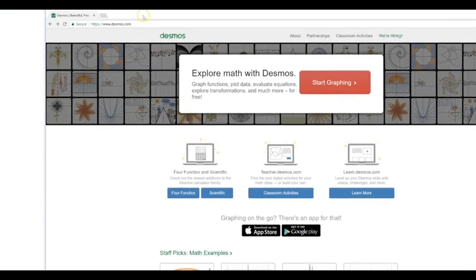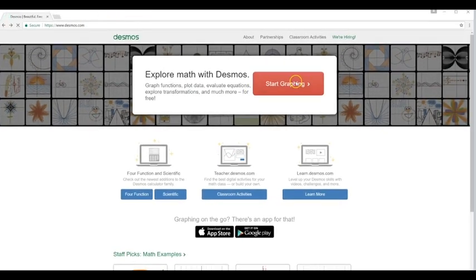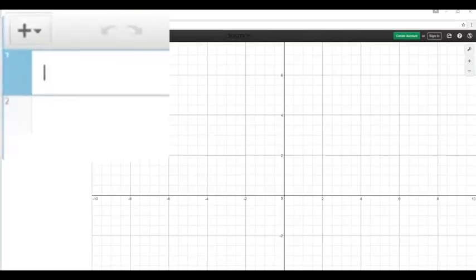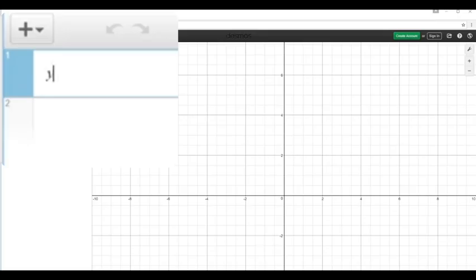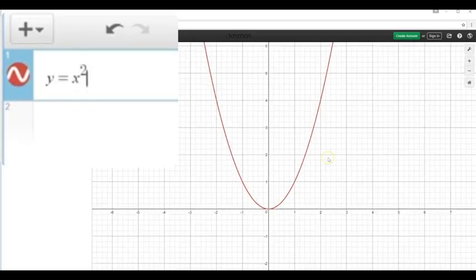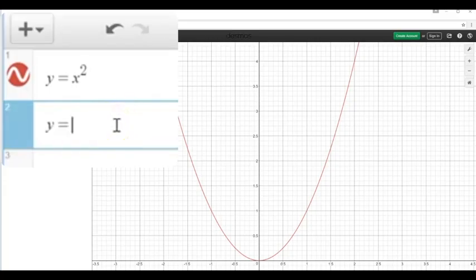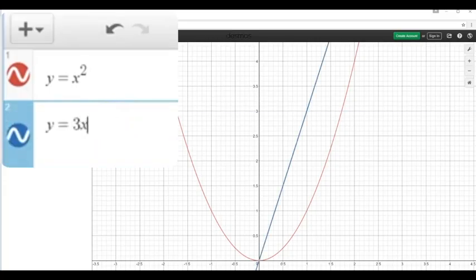And honestly, the best way to show you this is I'm going to use the website Desmos right here. It's a nice free website. Start graphing. So let me show you, let's graph something. I'm going to go y equals x squared. Let me zoom in a little bit. Then I'm going to do another graph. Y equals 3x squared. You see that one?